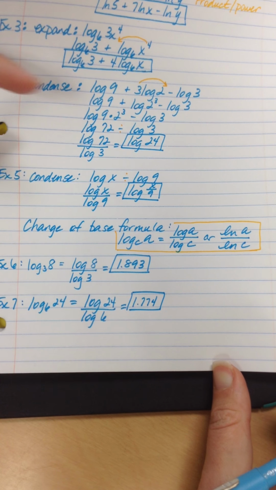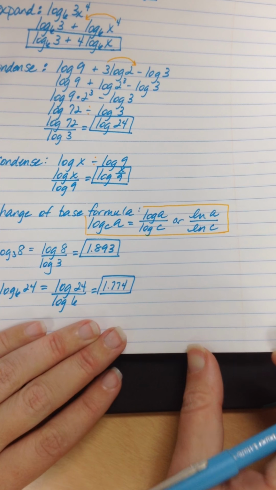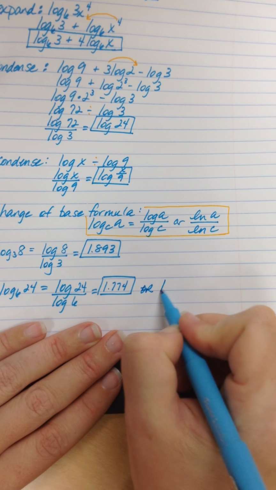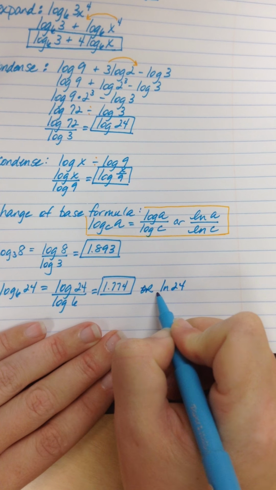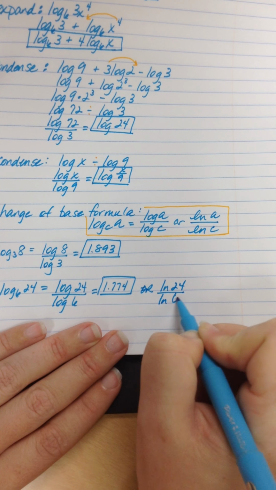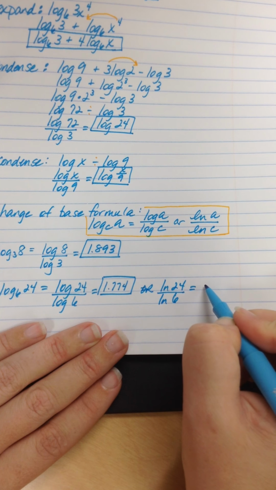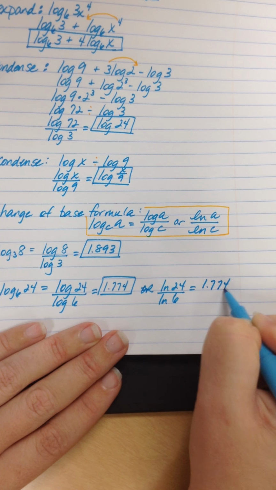This would also be the same thing. You could also do the natural log of 24 over the natural log of 6, and you should get the same thing. Answer of 1.774.